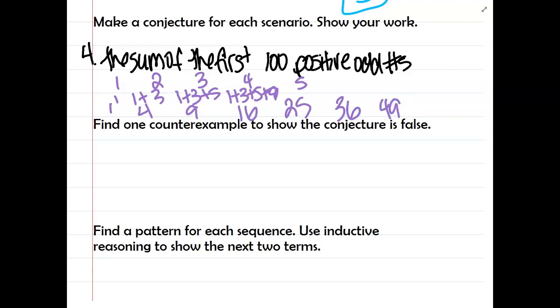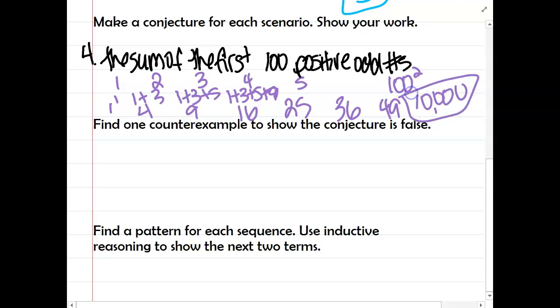How are you getting that? Yeah, you square the number of terms. 1 squared, 2 squared, 3 squared, 4 squared, 5 squared. So the first 100 positive odd numbers would be 100 squared, which would be 10,000. We for sure don't want to add that up. Amazing, right? How smart you guys are.